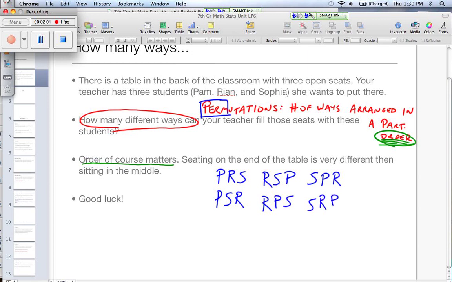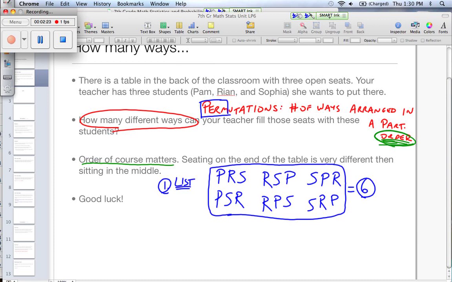For this problem, the number of ways your teacher could organize the students back there, or the number of permutations, is simply 6. Okay? This is the first technique or possible way that you could solve a problem with permutations: you make a list of the possible options. My guess is that's how most of you solve that problem. Perfectly fine. However, we're going to learn a couple other ways to solve these types of problems.